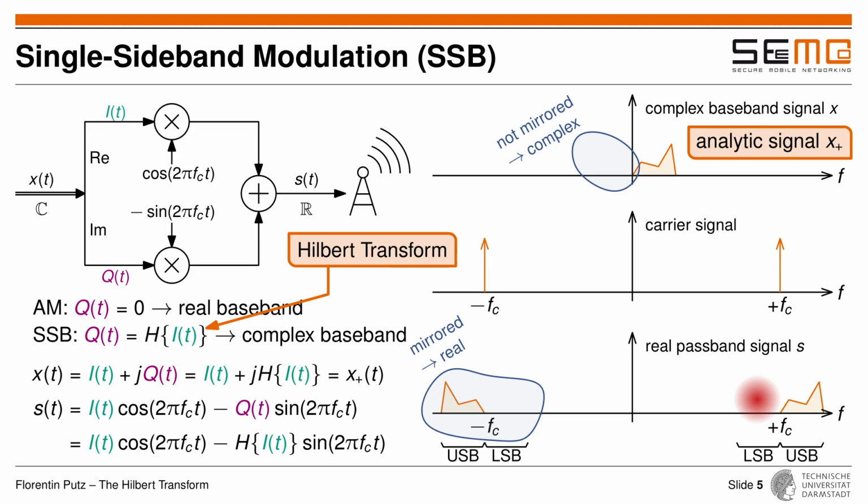So I hope this tutorial cleared this up for you, and you hopefully now understand how the Hilbert transform works and how it can be used to construct a single sideband modulated signal.